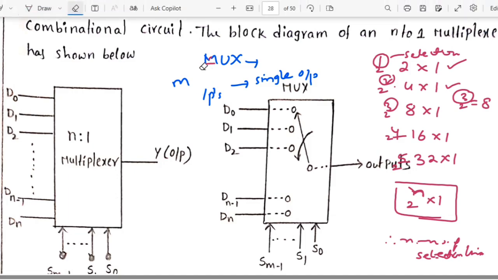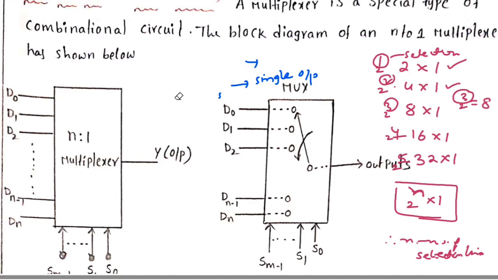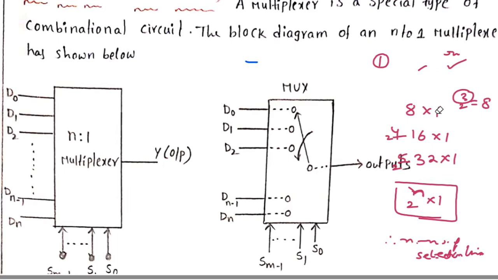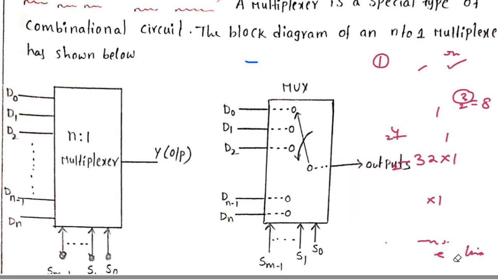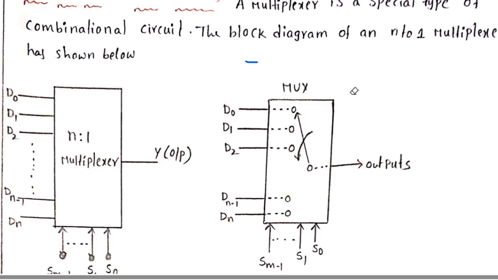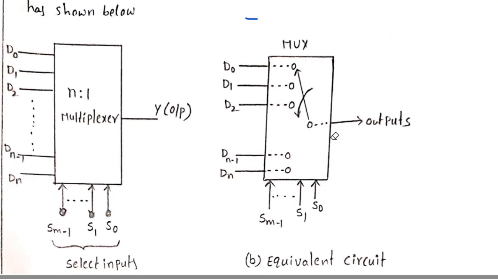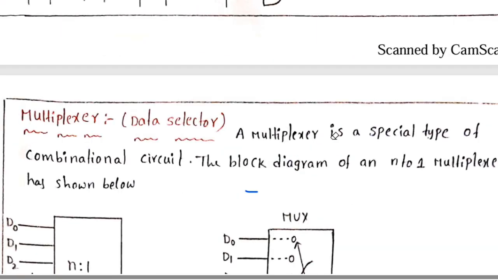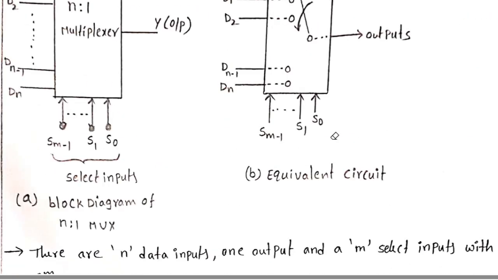So a multiplexer has inputs, outputs as well as selection lines. In multiplexer and demultiplexer, selection lines are compulsory. By using the selection lines, the input will be passed to the output side. Among multiple inputs, a single input will be selected by the selection lines, and that will be transferred to the output. That's why it is called a data selector.